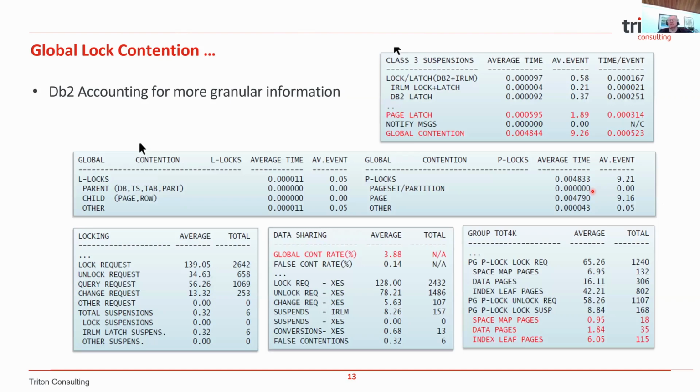And very quickly on slide 13 here, this is just an extract again from the OMPE, but this time it's the accounting report, simply saying from an accounting perspective, you can see, for example, in the class 3 suspensions, whether your waits are related to global lock contention or page latches. And then in the various sections inside the accounting trace and report, you can see what the global contention rate is for that application. And on the buffer pool side, when there are page P-lock negotiations, whether it's dominated by space map pages, data pages, or index leaf pages.